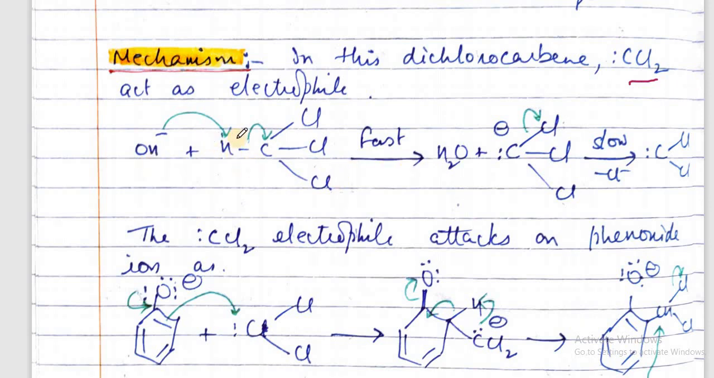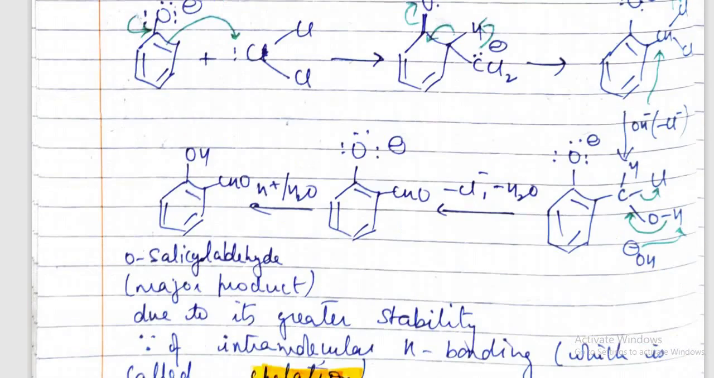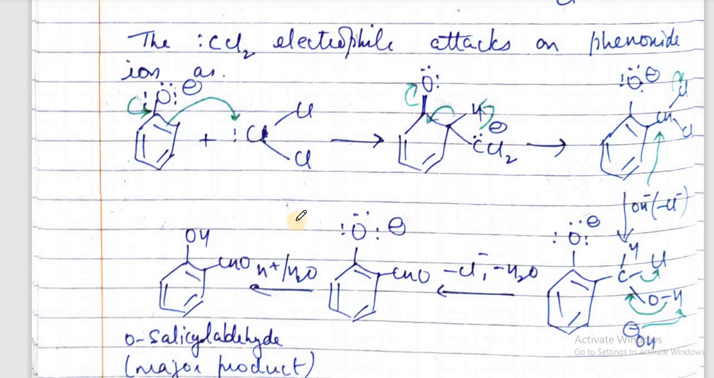Then this abstracts hydrogen and water is removed and leaves us C negative Cl3. In this, one Cl is removed. It gets released as Cl negative with its electrons and we get CCl2. This carbon gets neutralized, so CCl2. And this electrophile attacks the phenoxide ion as this gets attached at the ortho position through these pi electrons, and these electrons move towards this to fulfill its electron deficiency.